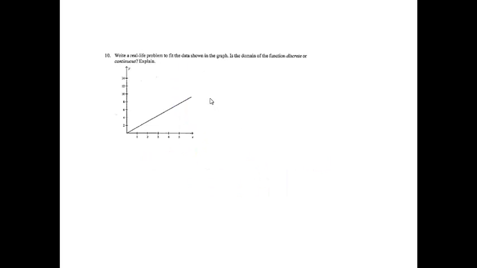And then number 10, write a real-life problem to fit the data shown in the graph. Is the domain of the function discrete or continuous, and explain. So I'm going to do continuous. I'm going to tell whether it's discrete or continuous first. If I were to draw some dots on this, the dots would be connected. It's a connected graph, so we know that it's going to be continuous. I'll just say the graph contains all values. That's why it is discrete. I mean continuous, excuse me. It contains all values in the domain.